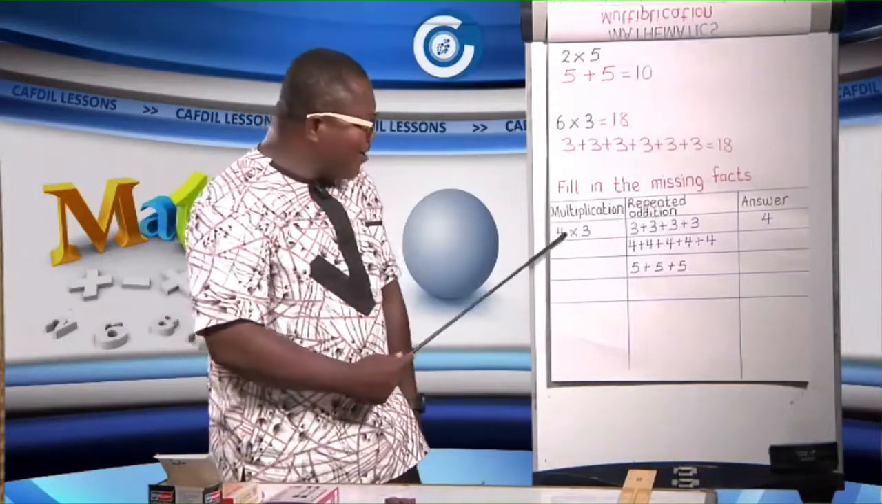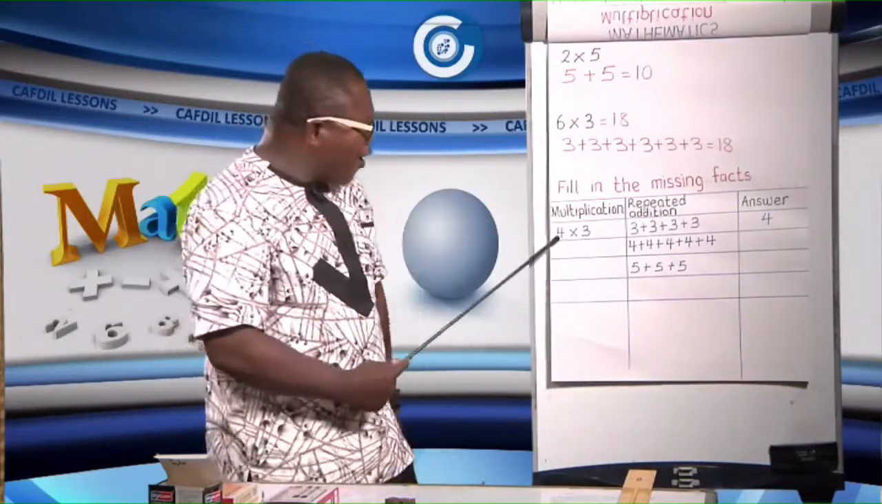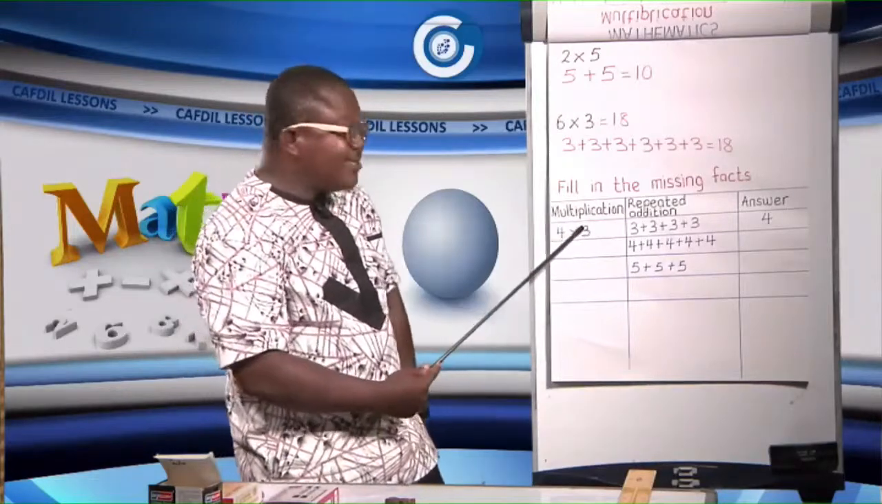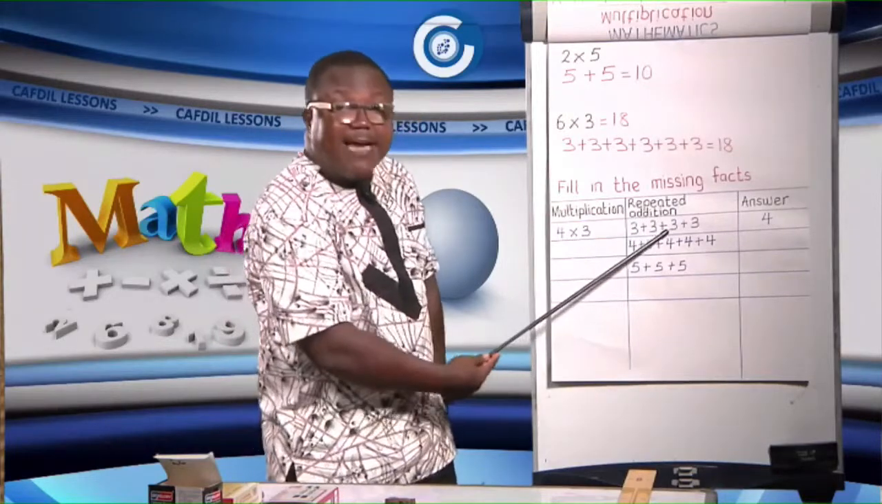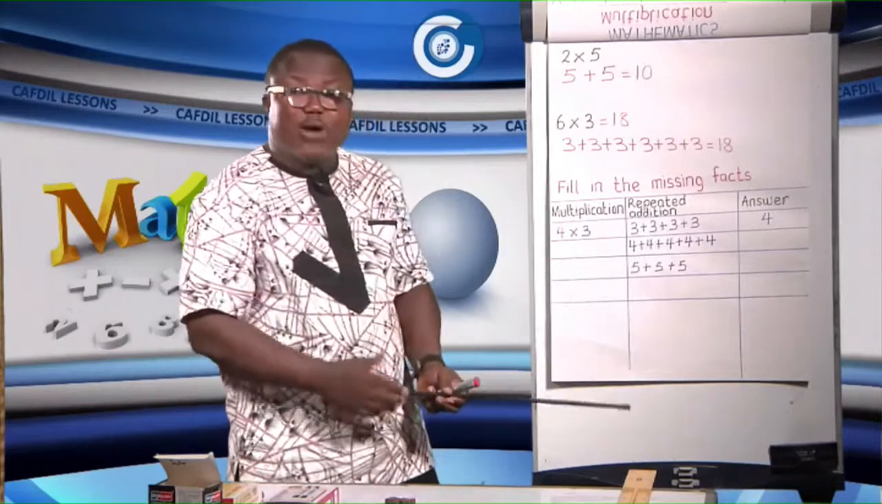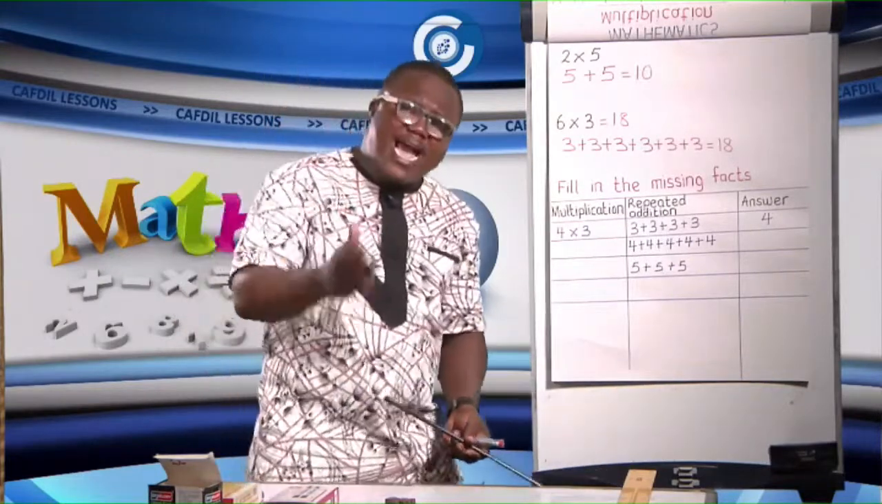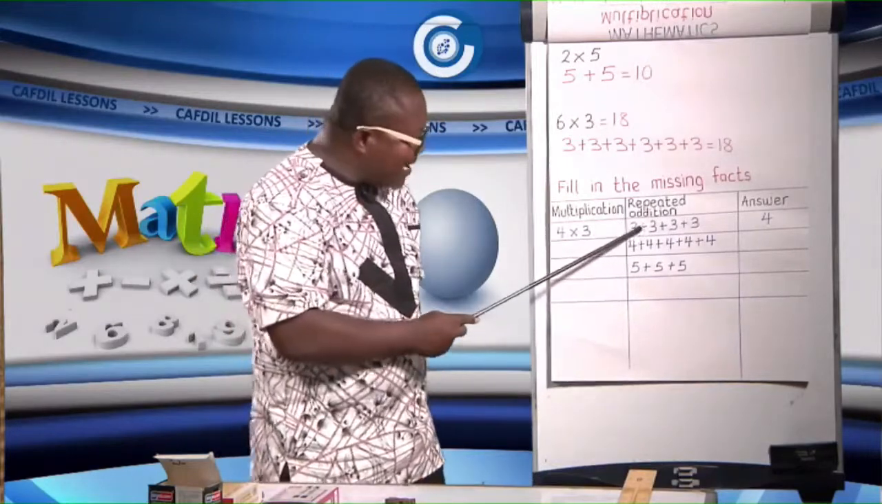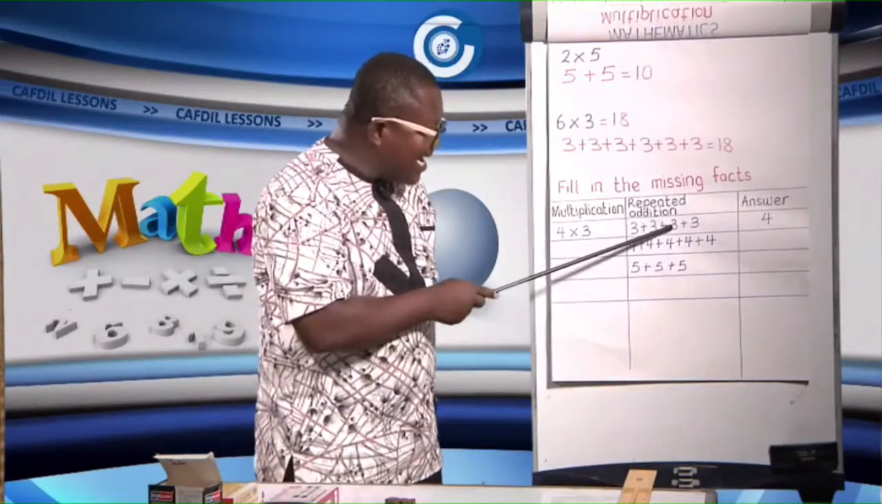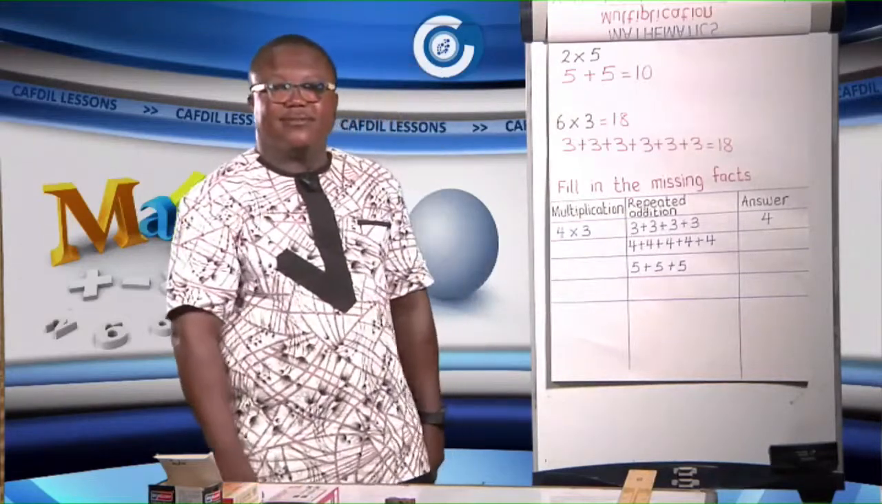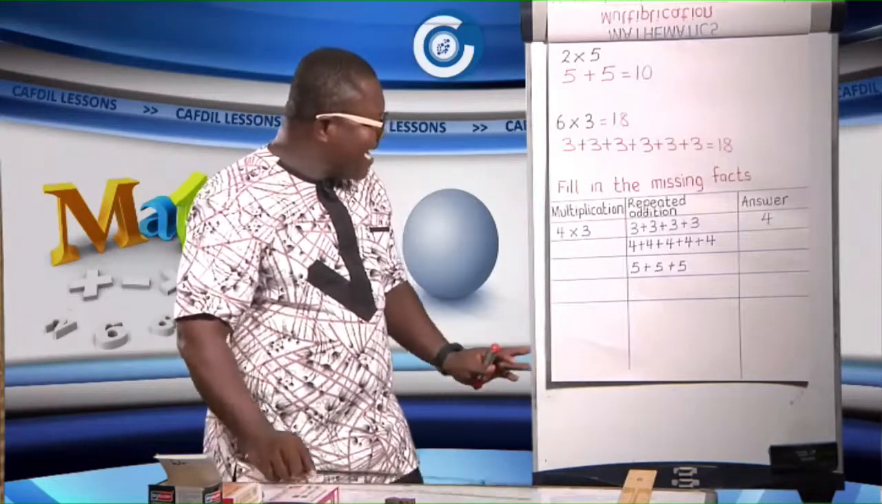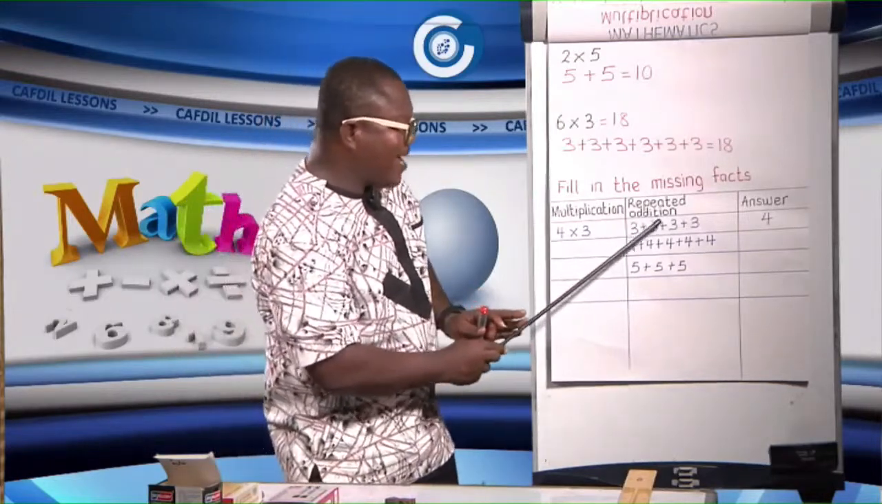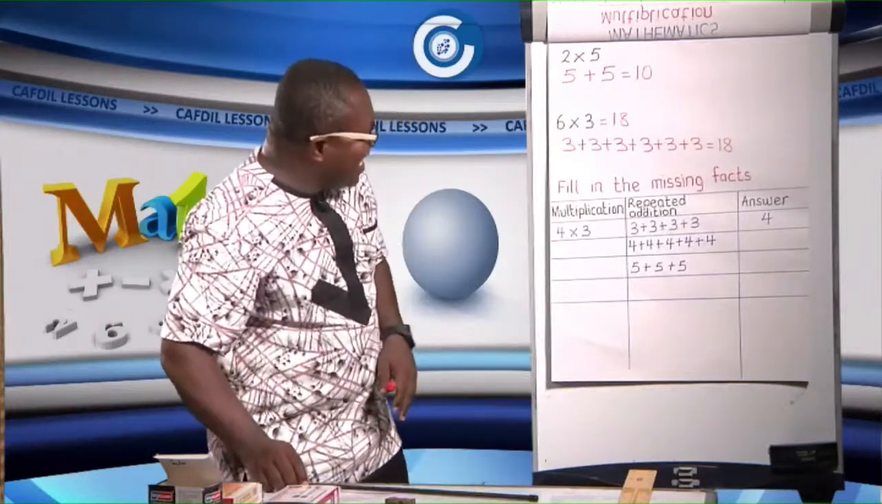Now let's look at the first one. Here they said 4 times 3. Let us look at it. Here, what it means is that 3 how many times? 4. So you are supposed to add 3 four times. So the first 3 plus another 3 plus another 3 plus another 3. And what is the answer? So 3 plus 3 plus 3 plus 3. What is the answer?